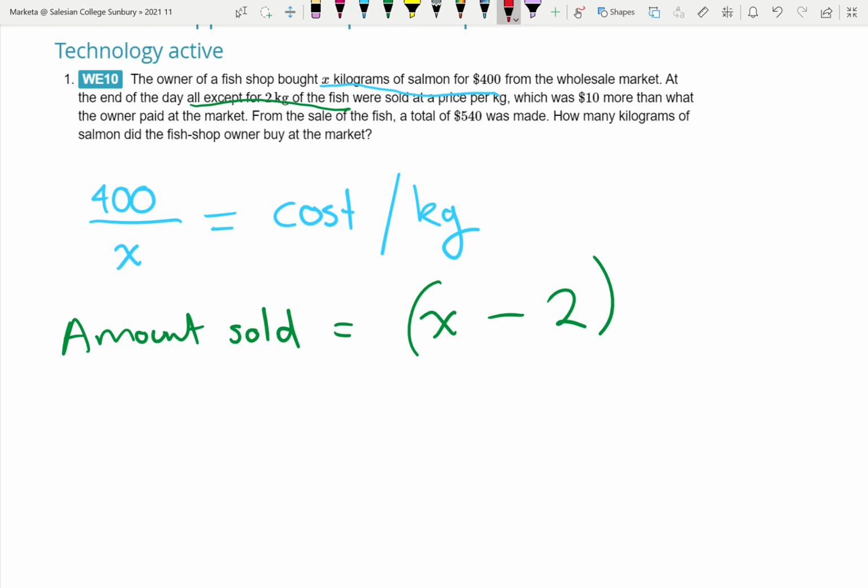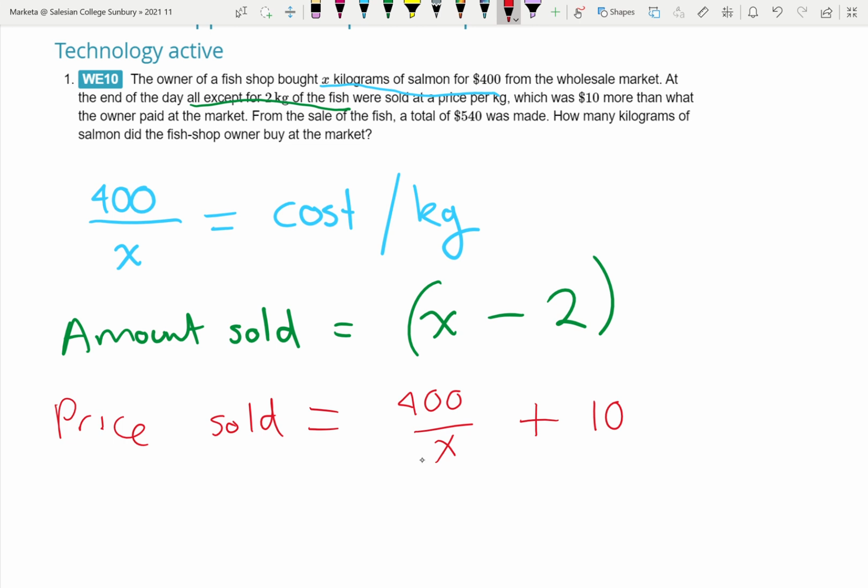Okay, so the price that he's going to sell them for is going to be the amount that he buys it for. So this is the cost per kilo, 400 over X. And then we're adding $10 onto that. So 400 divided by X will give us the cost for 1 kilo that he pays for it. And now he's going to sell it for $10 more than that. So there's our next bit of information.